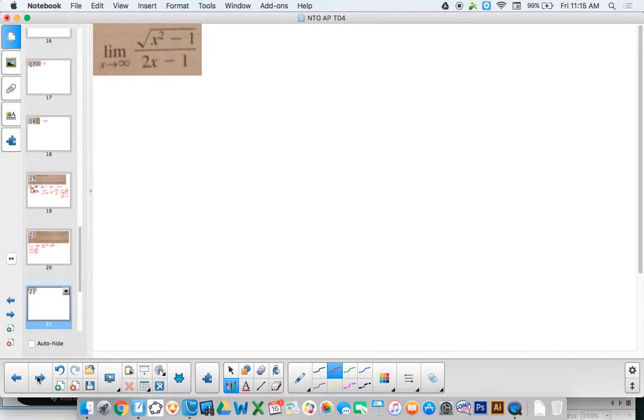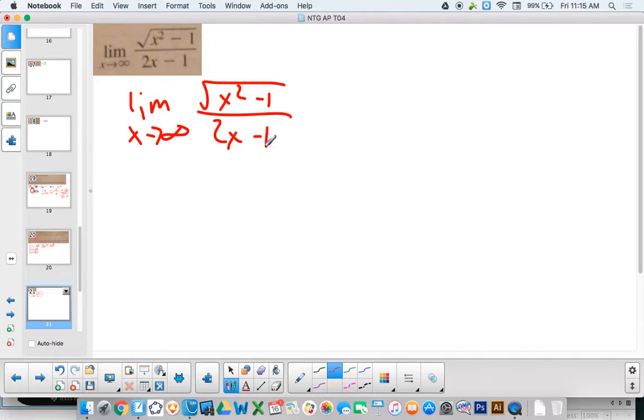Okay? Now this one. This one's a tricky one because that radical's involved. Now, straight up, if we go to positive infinity, look at the powers. Here we've got the square root of x squared, which is a power of 1. Here we've got a power of 1. Powers are the same, so we divide the coefficients. The coefficient on the top is the square root of 1. The coefficient on the bottom is 2. So this is 1/2.